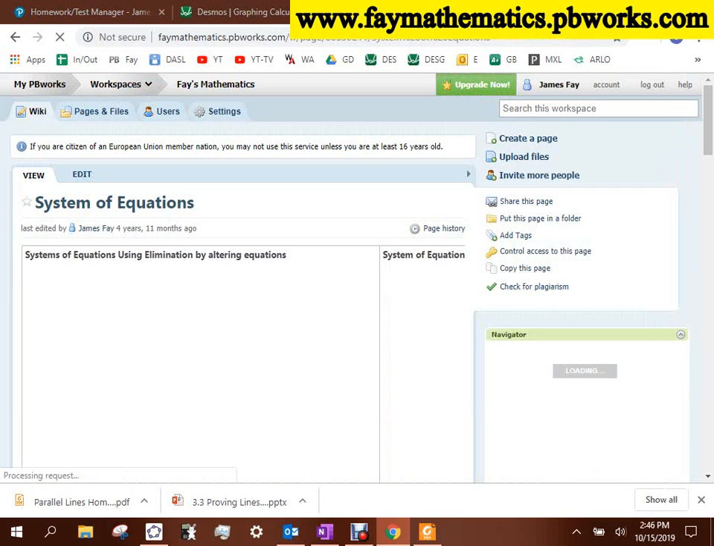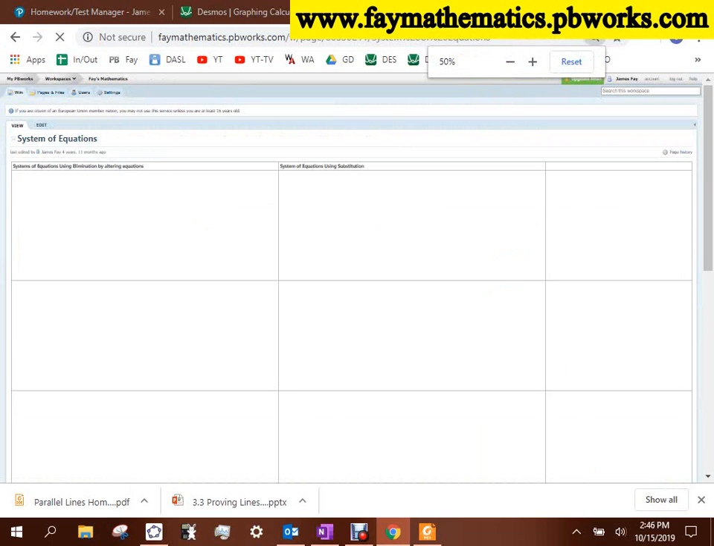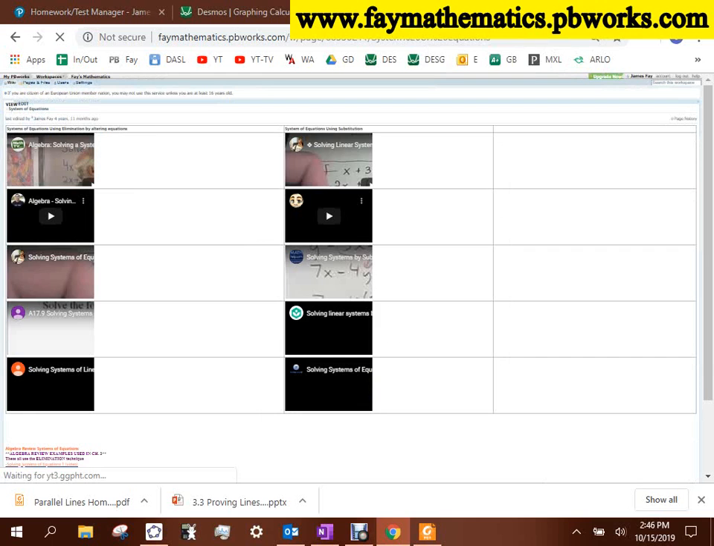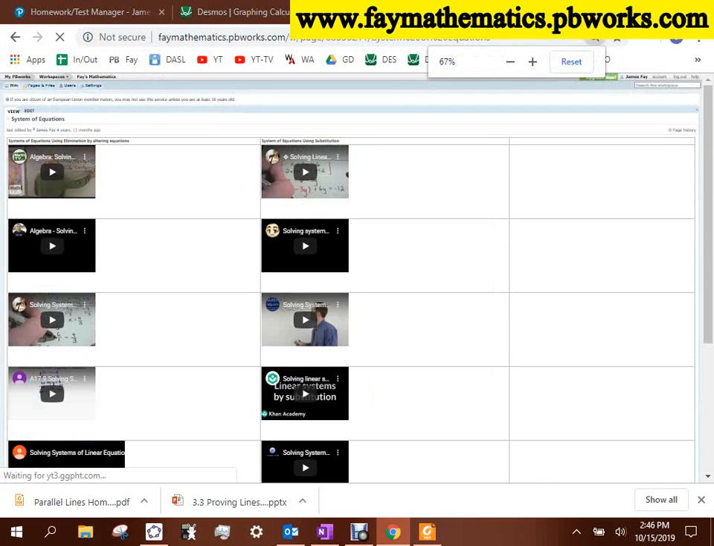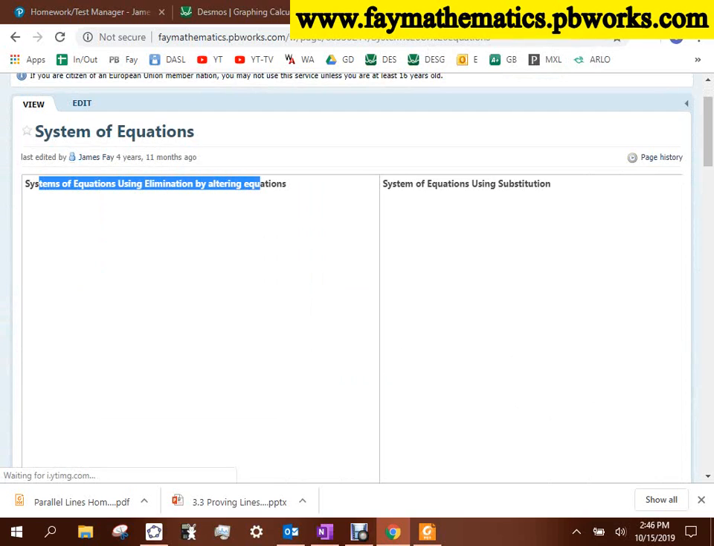I don't know if I've shown you guys this or not. I'm just going to zoom out here so we can see, I don't know if there's a column here that has videos in it. No, guess not. So this is systems of equations using elimination by altering equations.